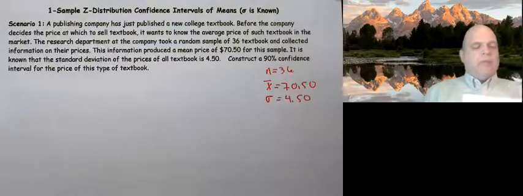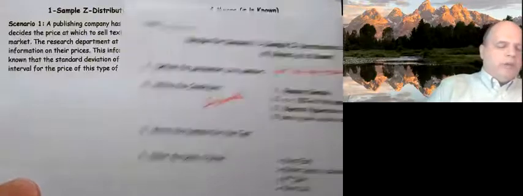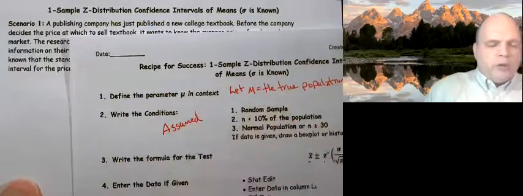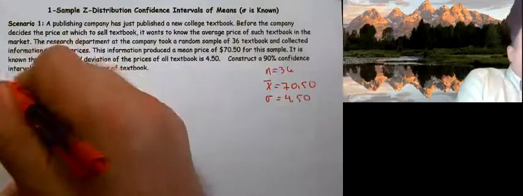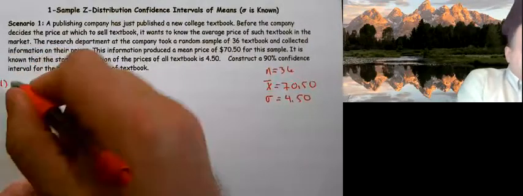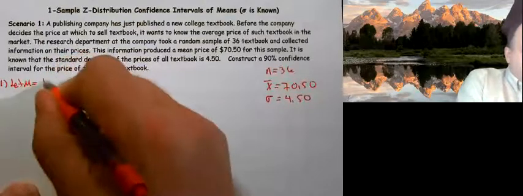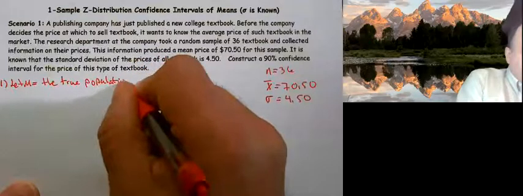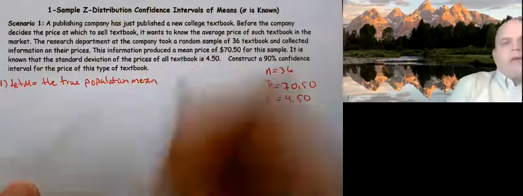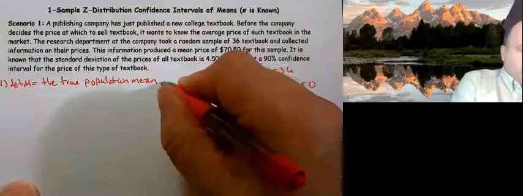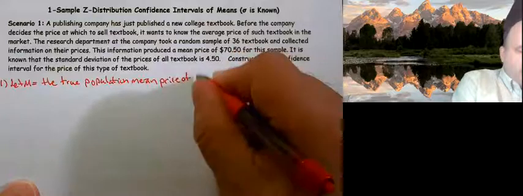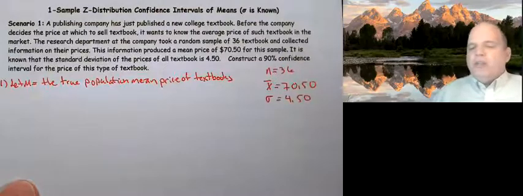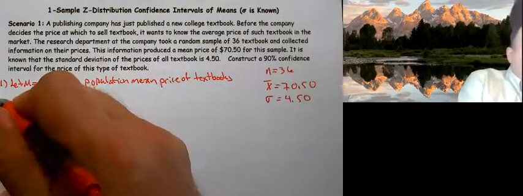So let's look back at what the recipe says. It says define the parameter mu in context. I said we're going to start off: let mu equal the true population mean. So number one, let mu equal the true population mean. Well, what are we interested in? Price of textbooks. Mean price of textbooks. That's our definition.